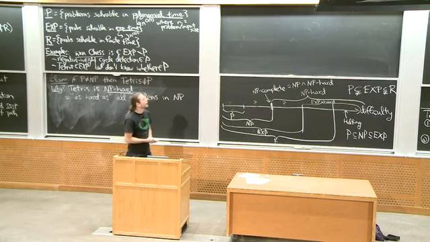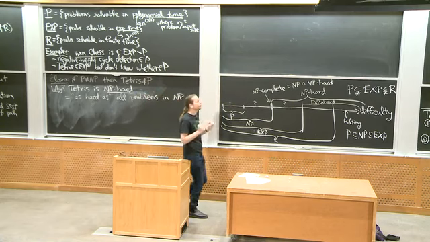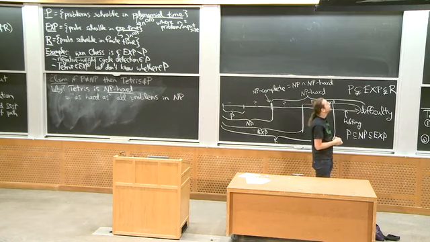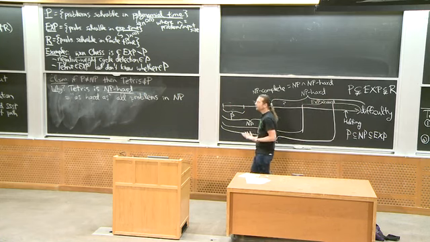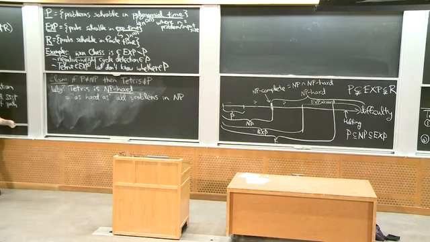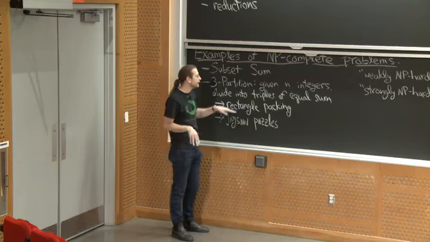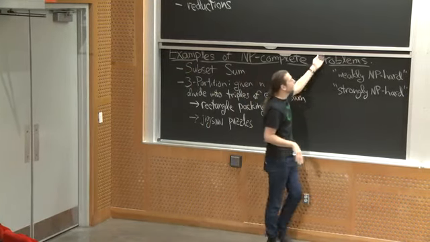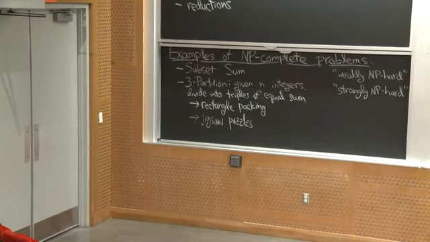So I want to start out with a problem that I'm just going to assume is NP complete. It's called 3-partition. One way to phrase it is, I give you n integers, and I'd like to divide them up into n over 3 groups of size 3, such that each group of size 3 has the same sum, as it's written up there on the board.